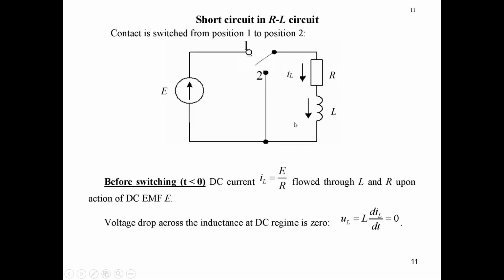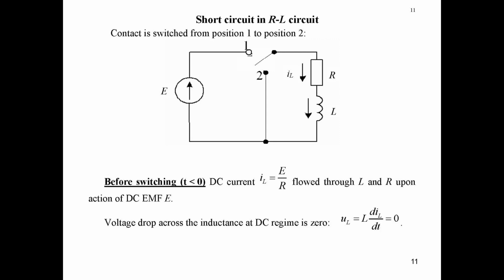So when we disconnect this RL branch from the source, the current in steady state regime, when t tends to infinity, and the voltage drop will be equal to 0, because it is disconnected from the source. But this current and this voltage drop will exist during the so-called transient processes.